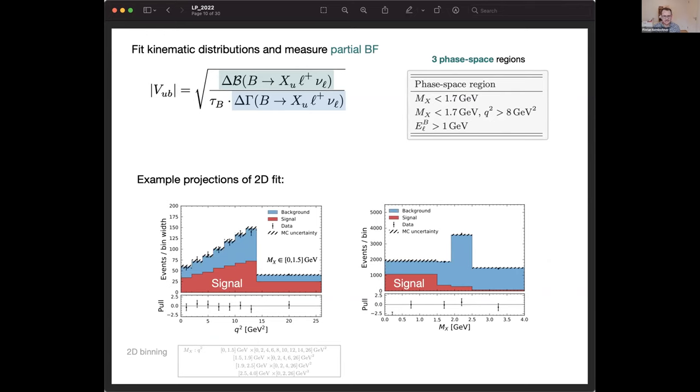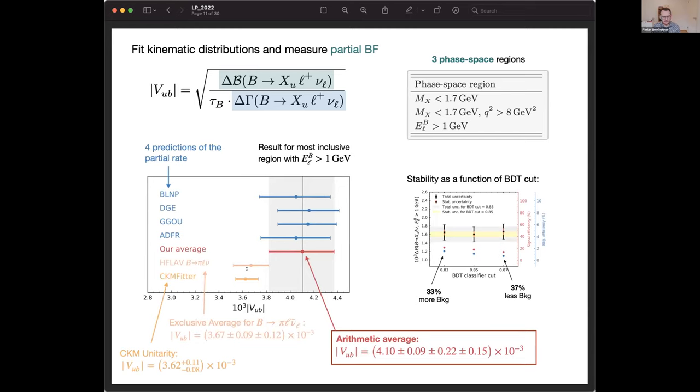These distributions are then analyzed. We perform a kinematic fit and then unfold the partial branching fractions that we measure with this in three phase space regions that are outlined here, with the most inclusive one covering an EL, so a lepton energy value, of larger than 1 GeV. And at the bottom, you can see an example of such a fit. Here, it's a 2D fit in MX and Q squared. And what you see here on the bottom left is a Q squared sliver in a given MX region. On the right hand side, the projection of MX of all Q squared bins. Using that, we can then measure the partial branching fraction and then use theory calculations to extract Vub from it.